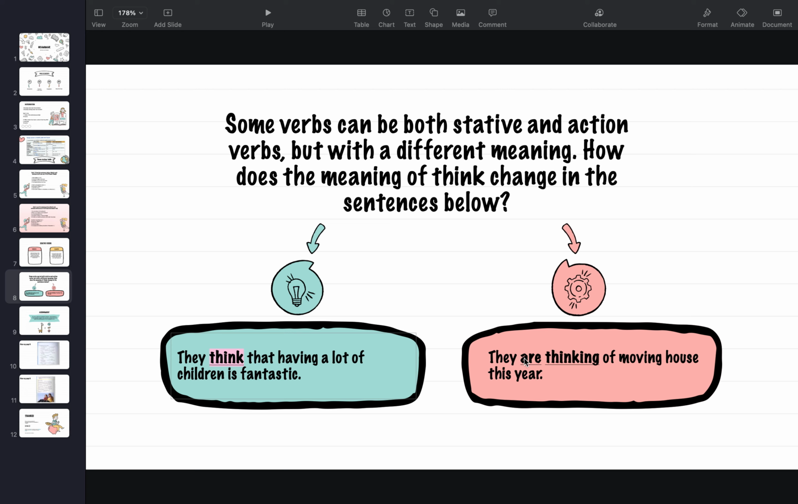Dekat sini ianya perbuatan action verb, because they are thinking of moving house this year. They are doing it. They think about it, they will do it. Okay, and this one they think about it instead of doing something about it.